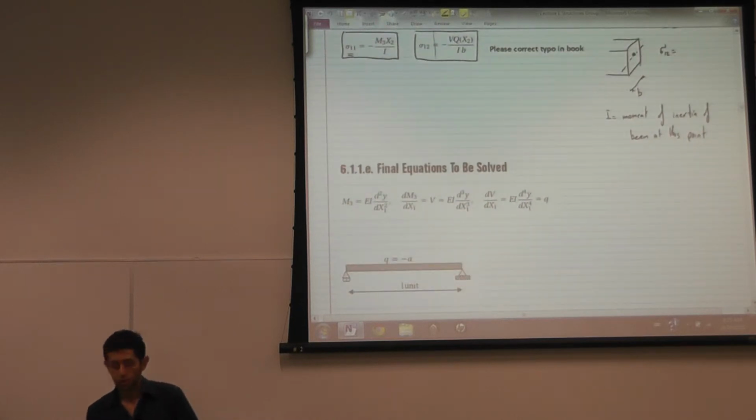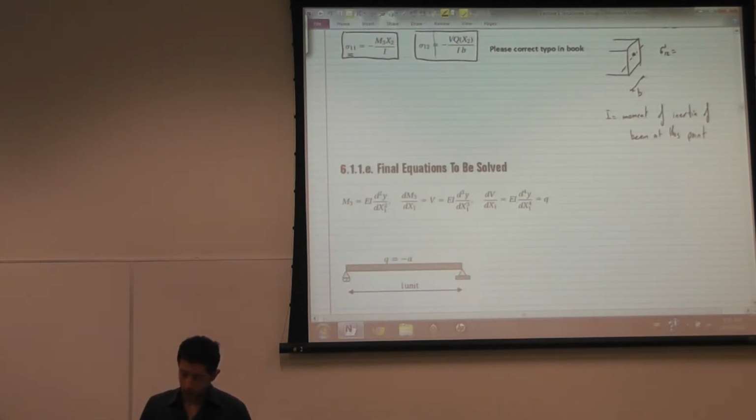So when you replace all this into the equilibrium equations, you reach the equilibrium equation that needs to be solved, which is this: EI d4y by dx1 to the power 4 is equal to Q. So this is a fourth order ordinary differential equation. I need 4 boundary conditions to be able to solve it.